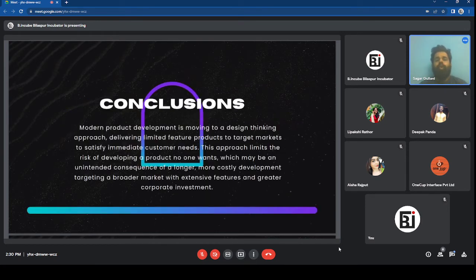So, conclusions. Modern product development is moving to a design thinking approach nowadays. Gone are the phases where we just ideate and set up a team on building the product. So why are we doing this? Delivering limited features to target markets to satisfy immediate customer needs. This approach limits the risk of developing a product no one wants.